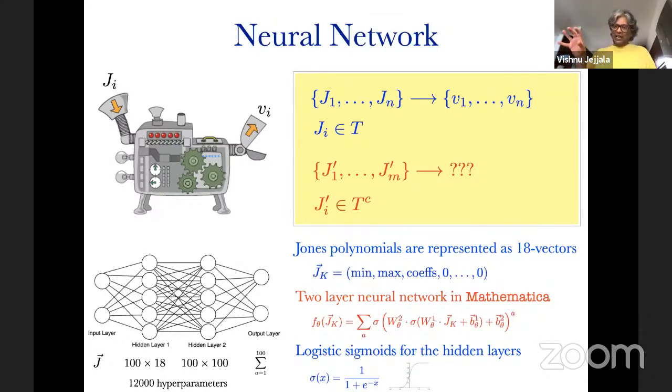So we take a training data set, and we feed it the Jones polynomials. We tell it what the answer is. It tries to optimize the architecture of the neural network to reproduce that answer. And then we test on a new data set that has not been used for training. So that's the philosophy of how this neural network is operating.